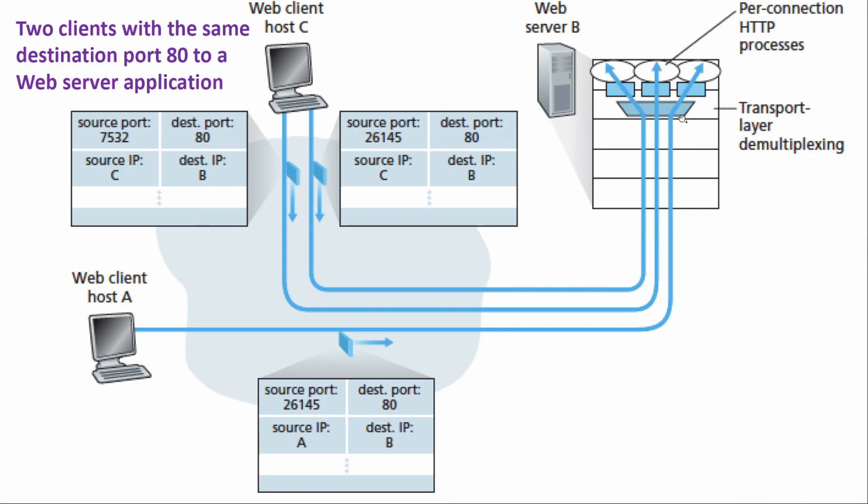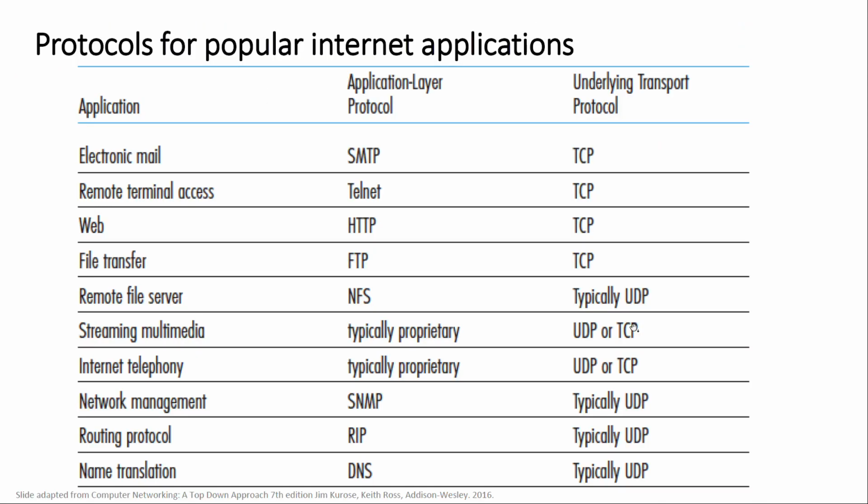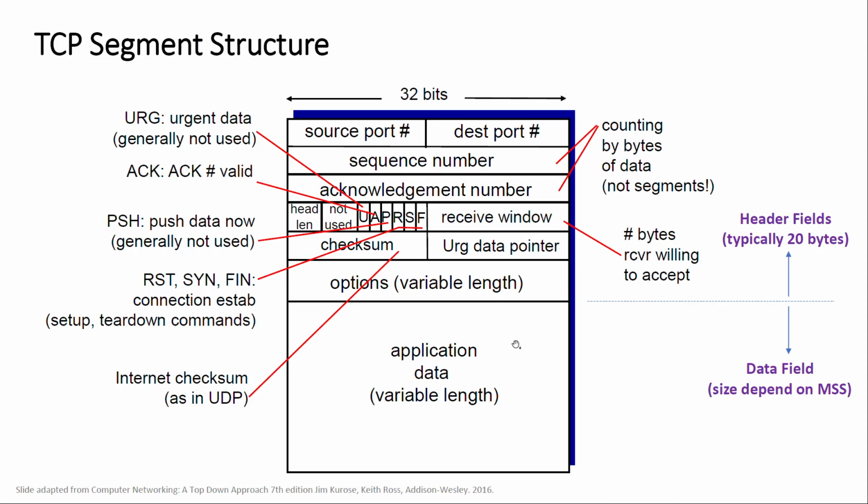So at the transport layer, it is decided which process actually requires this data, and it is determined by all of these four variables. So we already talked about this picture. In the internet, some protocols use TCP, some use UDP. It actually depends on what you need. So let's look at the TCP segment structure in a more detailed way.